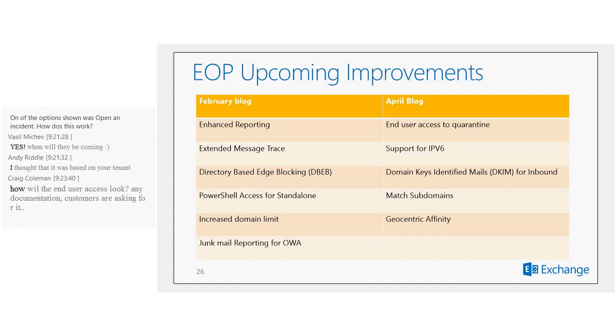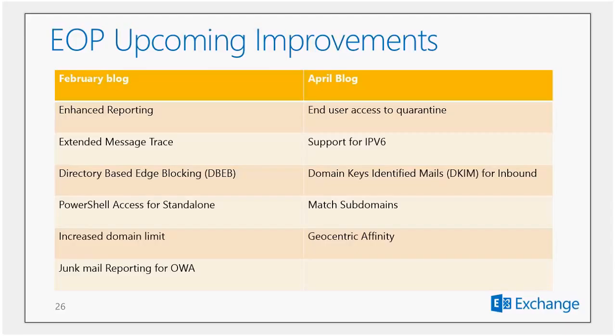We also are going to improve our support for IPv6. So that's going to extend from how we do it today. At the same time, we will also bring in DKIM, which stands for Domain Keys Identified Mail, which is one of the technologies that help you with targeted attacks, and we see that come up a lot these days.